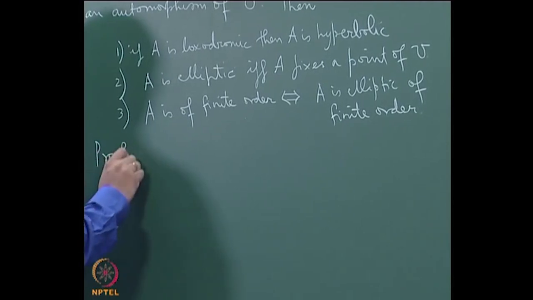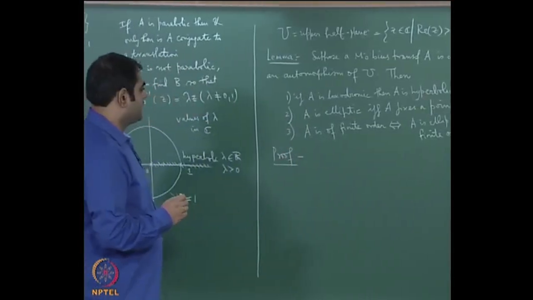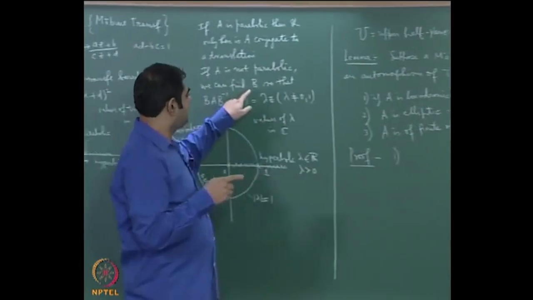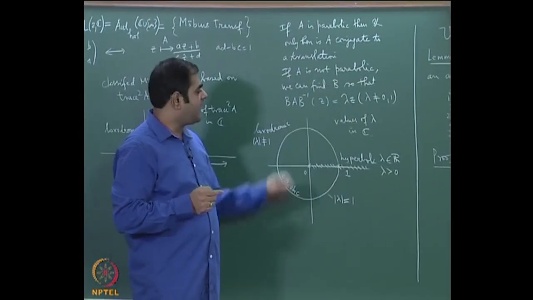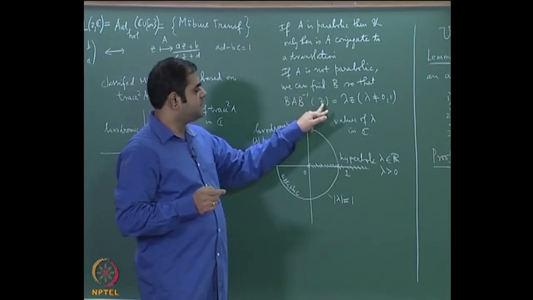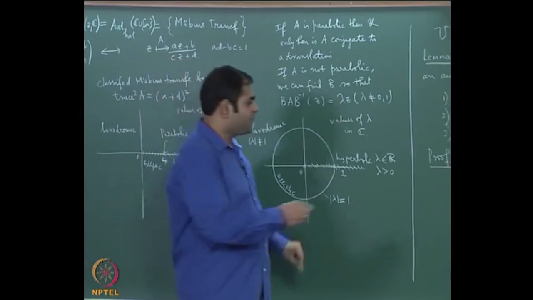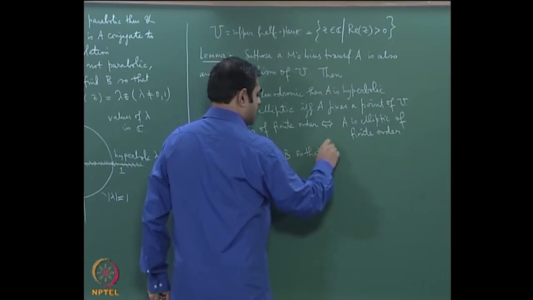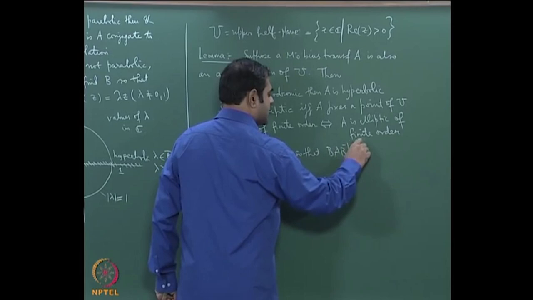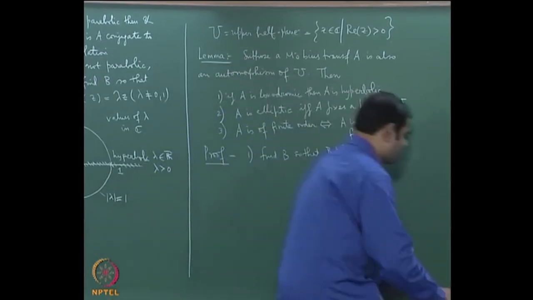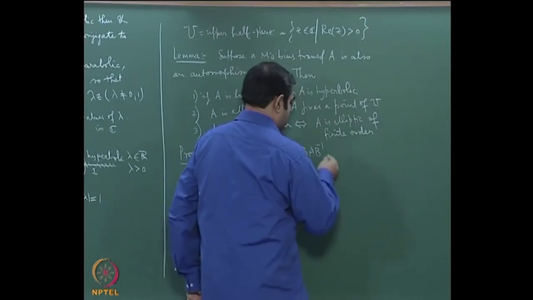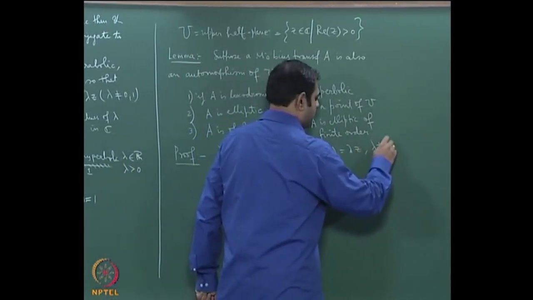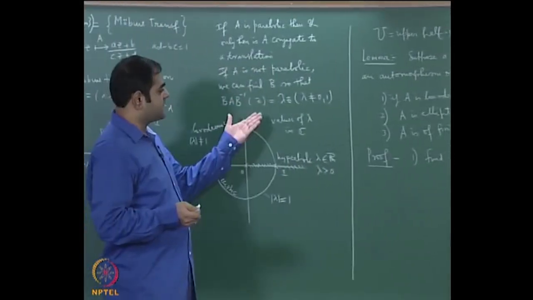The proofs are all quite easily doable. Okay. So the first one. So you see, I can now use this criterion. And I can find B so that BAB inverse of Z is lambda Z. Find B so that BAB inverse of Z is equal to lambda times Z, lambda not equal to 0 or 1. I can do that by what I have stated here.